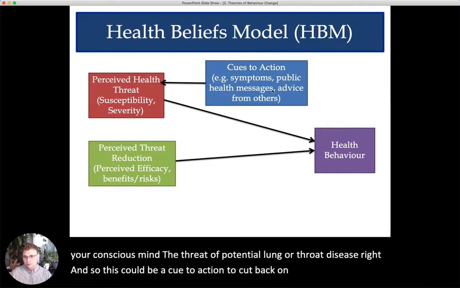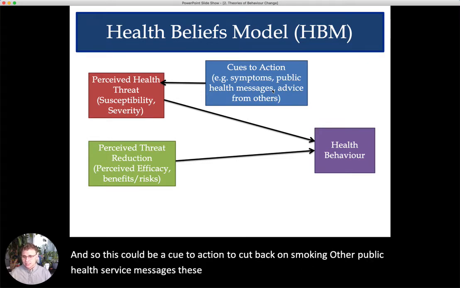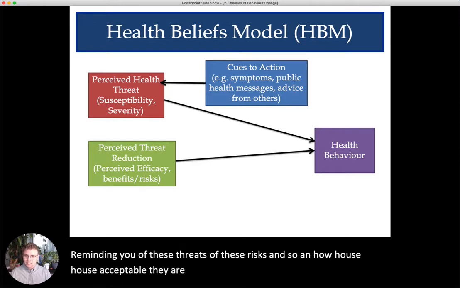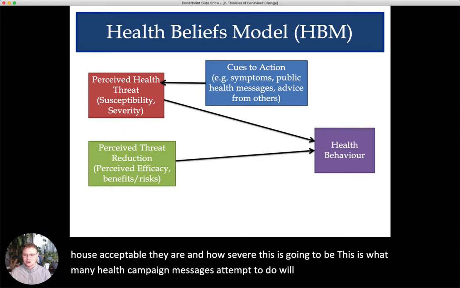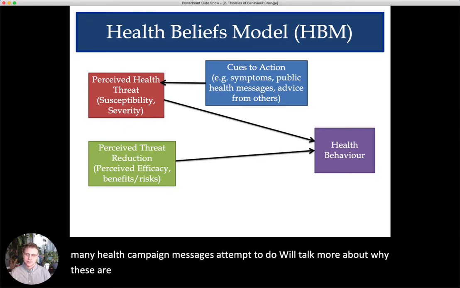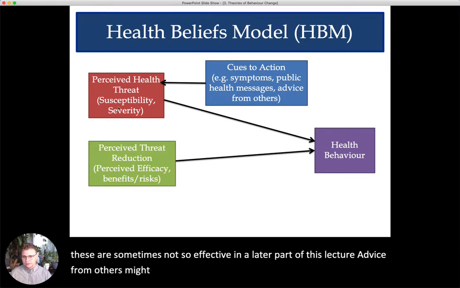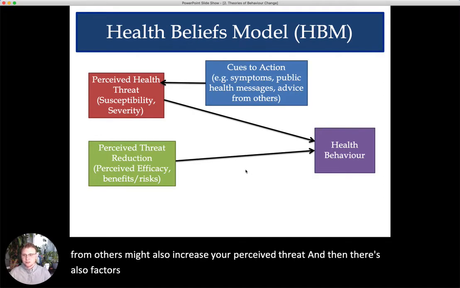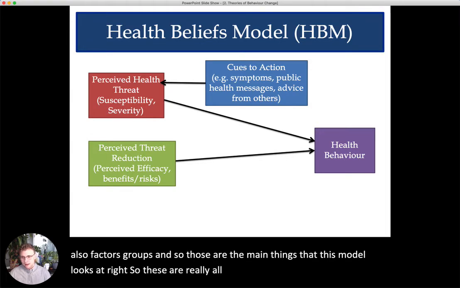Other public health service messages are cues to action too. They might be reminding you of these threats, of these risks, and how susceptible you are and how severe this is going to be. This is what many health campaign messages attempt to do. We'll talk more about why these are sometimes not so effective in a later part of this lecture. Advice from others might also increase your perceived threat. Those are the main things that this model looks at, and these are really all about your beliefs about health.